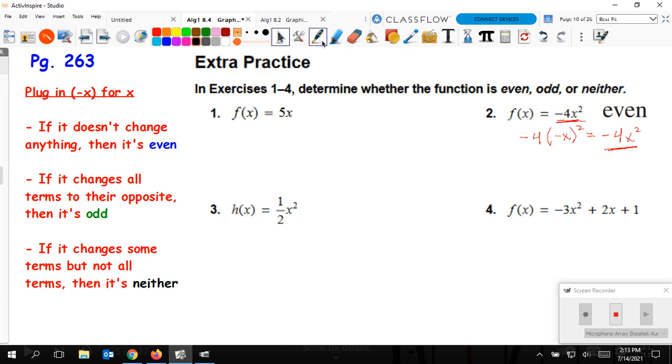Number 4, let's try 4 here. Let me move this over here.